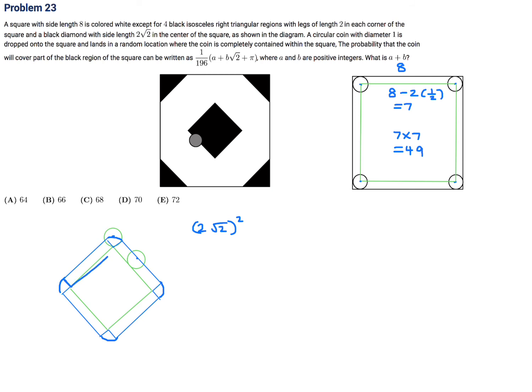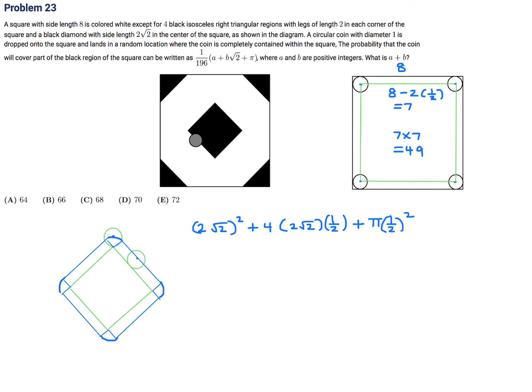And then these rectangles, there's 4 of them. So 4, and each of them has lengths 2 root 2 and a half, right? Because this is 2 root 2 and this is a half, because that's the radius of the coin. And then now I've got to figure out these regions. Well, those are quarter circles, and there's 4 of them. 4 quarter circles is 1 full circle. Pi r squared, and the radius is a half.